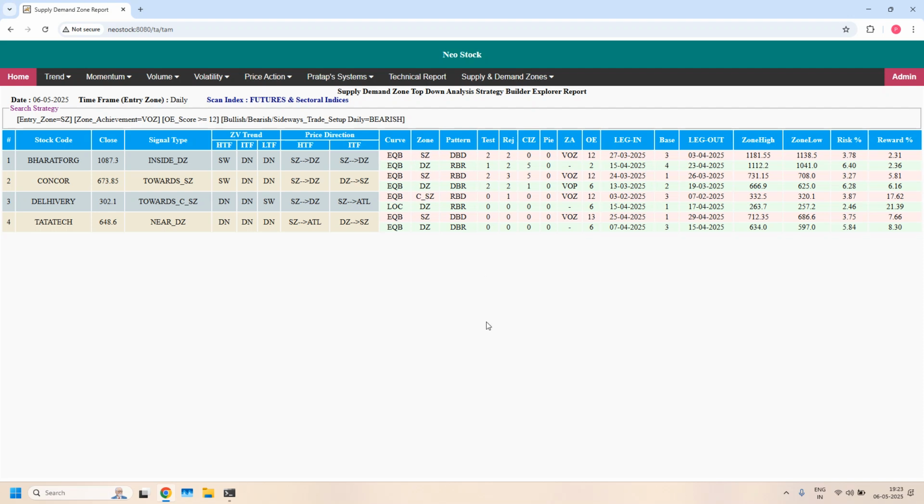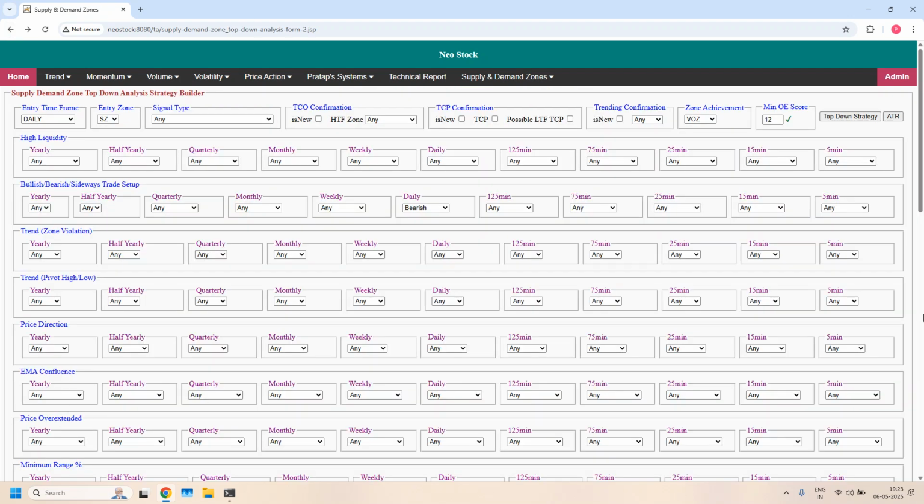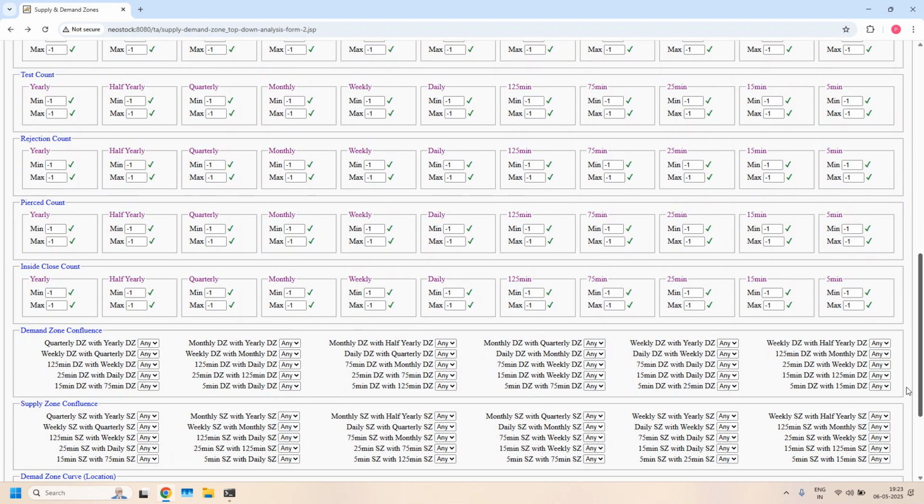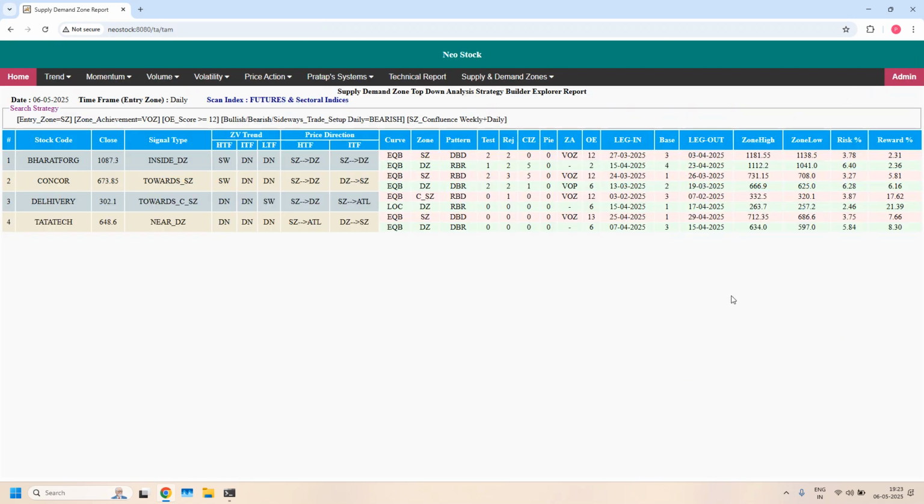Out of these 4, how many are having more high probability to get success? That we will filter based on the zone confluence. First filter is a daily and weekly supply zone confluence. That is LTF and ITF supply zone confluence. With this filter, out of 4, we got all 4. That means in all the 4 stocks, these daily supply zones are overlapped with weekly supply zone. At the same time, weekly trend is down in all the stocks.